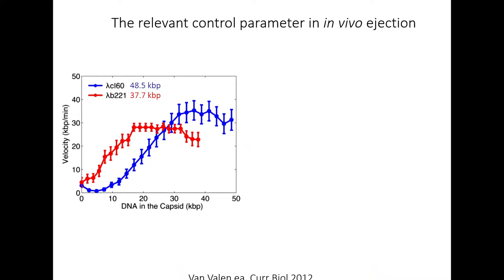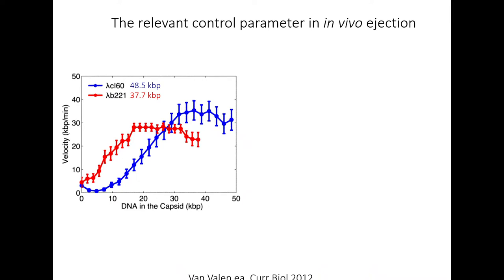Now back to what I really want to talk about. Back to in vivo, right? It's more complicated. And this is an experiment of two mutants of lambda phage with E. coli. Long chain length, the blue ones, short chain length, the red ones. And this is the ejection velocity, in kilobase per minute, as a function of the DNA that's inside the capsid. And a priori, the idea was that the DNA inside the capsid determines the driving force, and that in principle determines the ejection speed. The curves have the same shape, but they're different curves because they're different DNA, right?